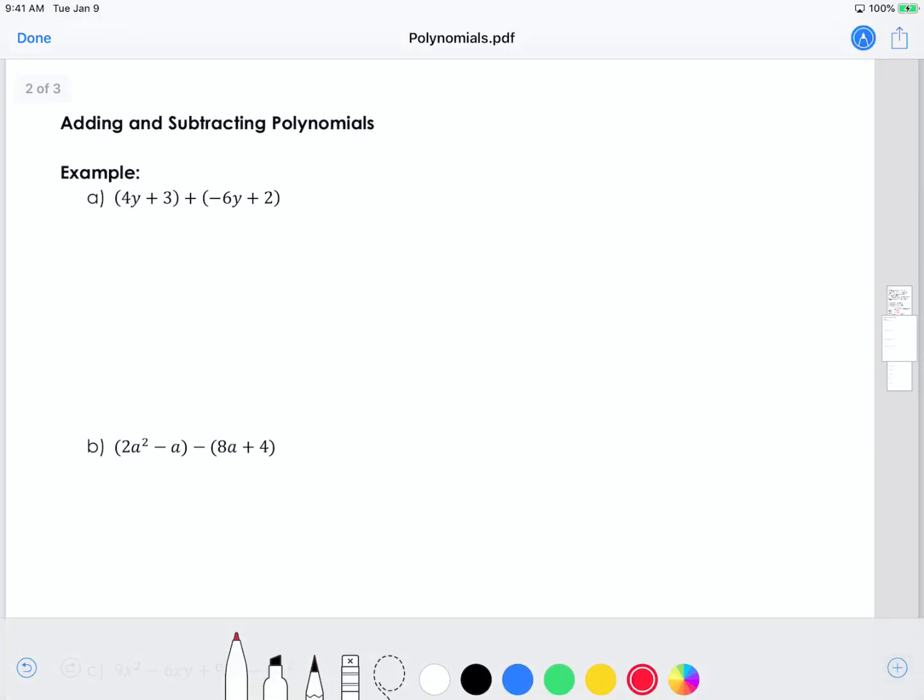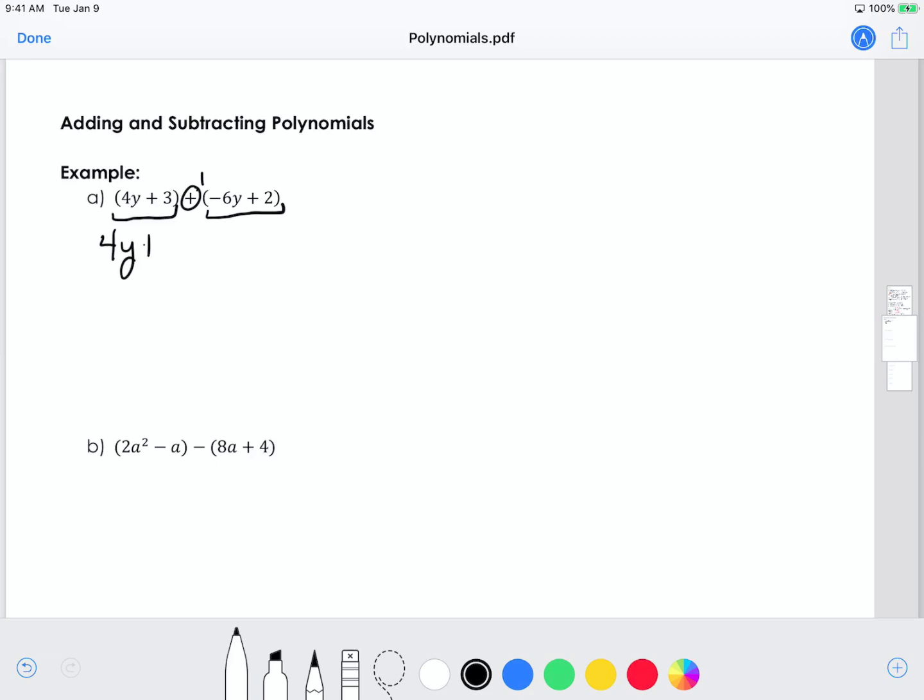Okay, when we want to add and subtract polynomials, really all we're going to do is combine like terms. So I have a binomial. I know it's a binomial because it has 2 terms, and I'm adding it to another binomial. Because this is a +1 in front here, I can just remove the parentheses because if I distribute that 1, I'm still going to have -6y plus 2.